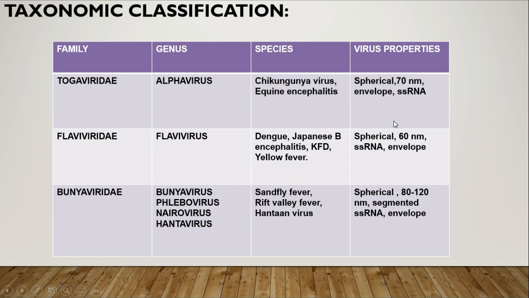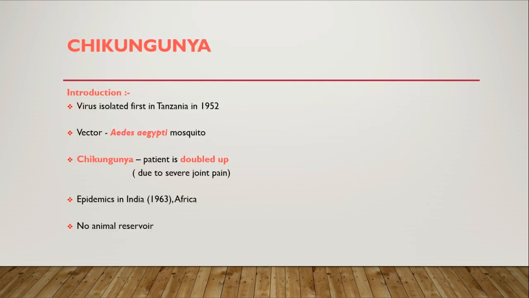So let's learn more about chikungunya virus. Chikungunya is named from a local language which exists in an African country like Tanzania. The first reported isolation happened in Tanzania in 1952. It's a re-emerging viral disease which is characterized by severe acute fever with severe arthralgia. So it's a re-emerging viral disease.